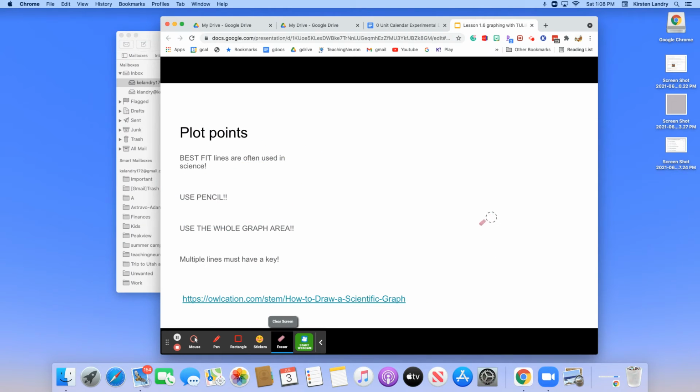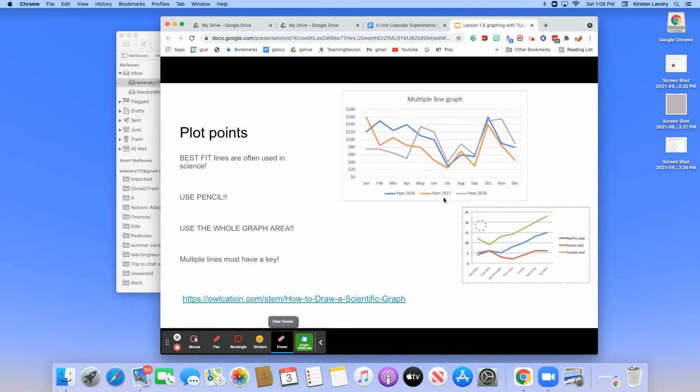Eraser, clear screen. Okay, plot points. So this is just telling you how to plot your points. You guys all know how to do this. You guys have done this a ton in math and probably in science as well. But basically, you're going to use best fit lines for the most part in science. We use best fit lines a lot in science. We also use bar graphs a lot. So those are the two probably most common graphs that you'll use.